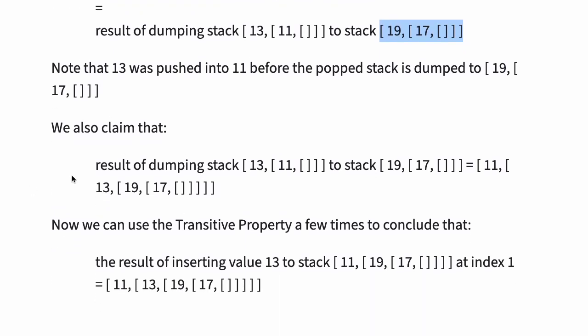We also claim that the result of dumping stack 13, 11 to stack 19, 17 is equal to the stack 11, 13, 19, 17. Now we can use the transitive property a few times to conclude that the result of inserting 13 to stack 11, 19, 17 at index 1 is equal to the stack 11, 13, 19, 17.